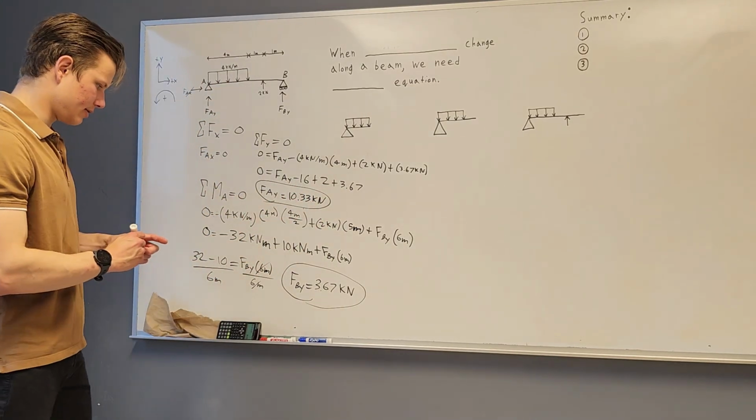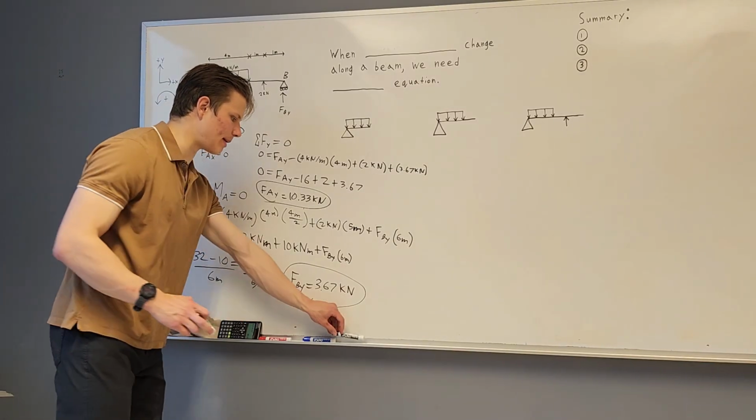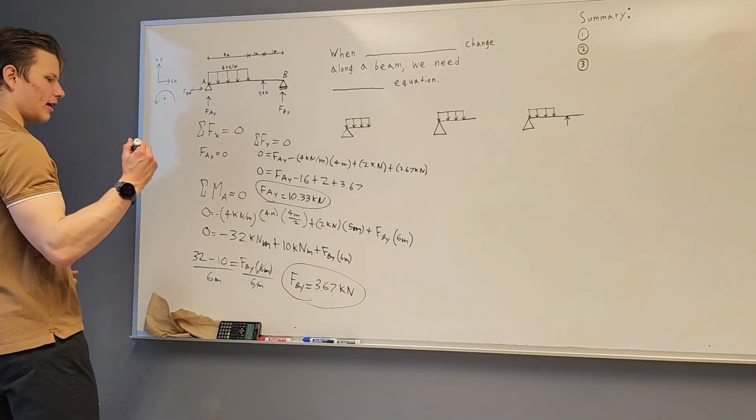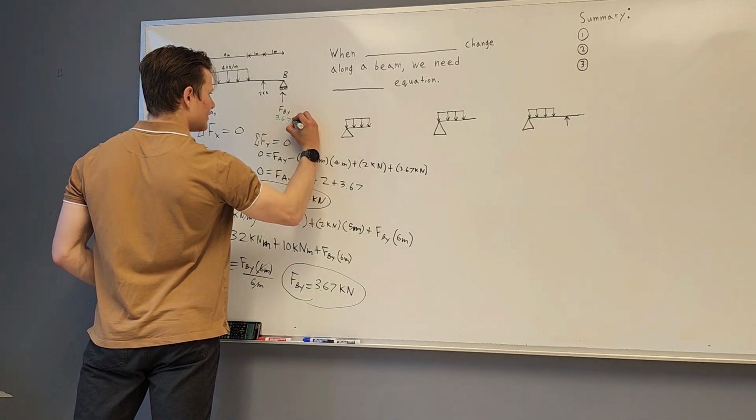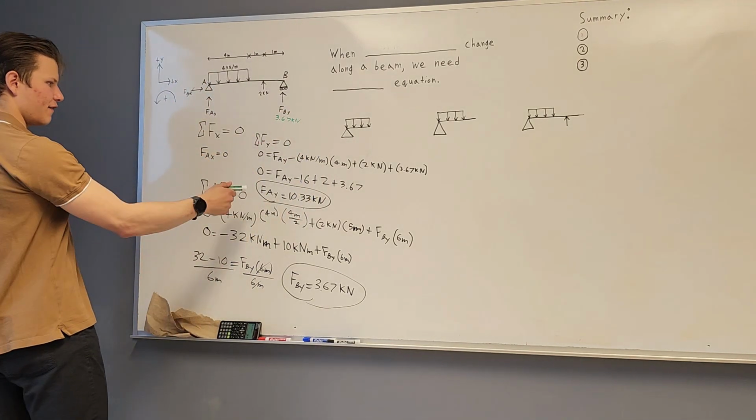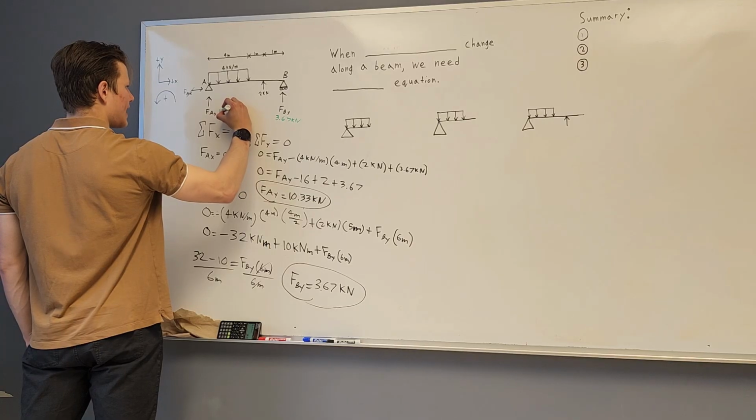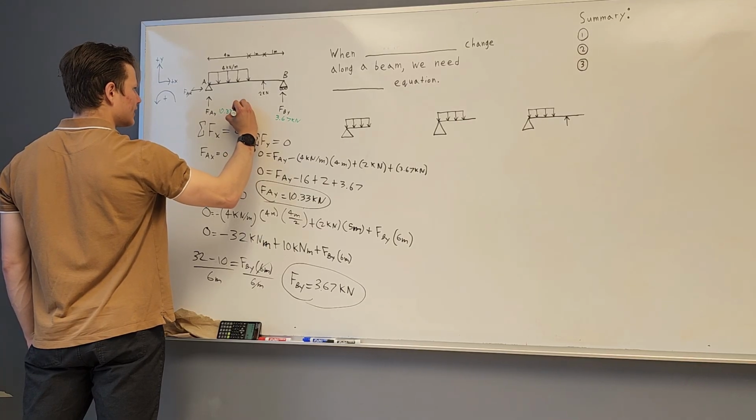And then let's write that on our diagram, just so we remember it. So we have FBY, 3.67 kilonewtons. FAY is 10.33 kilonewtons.